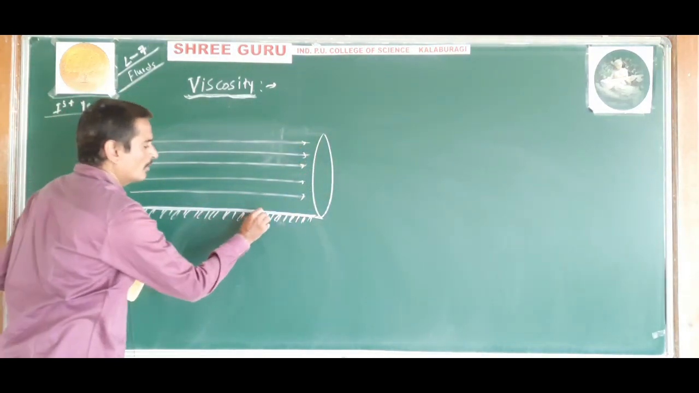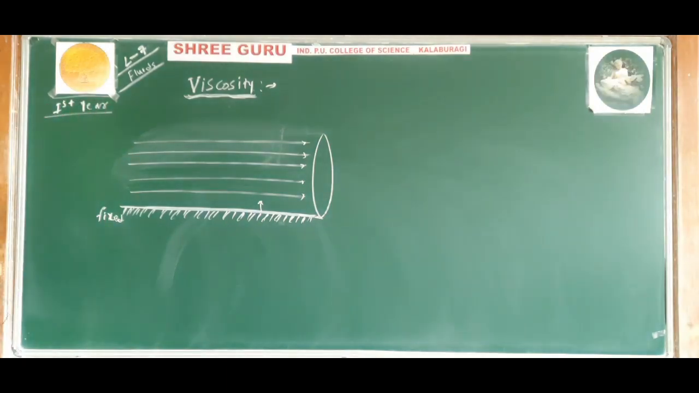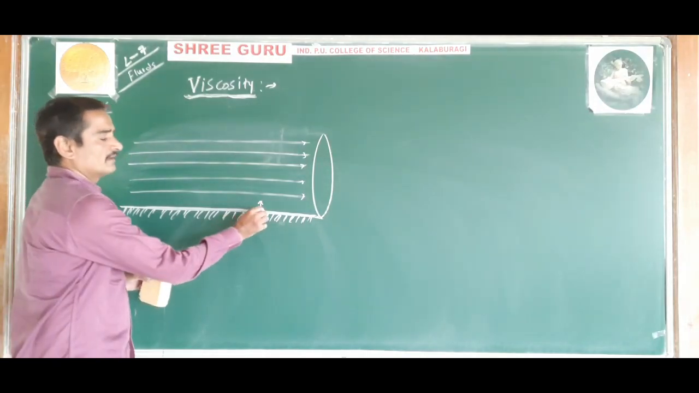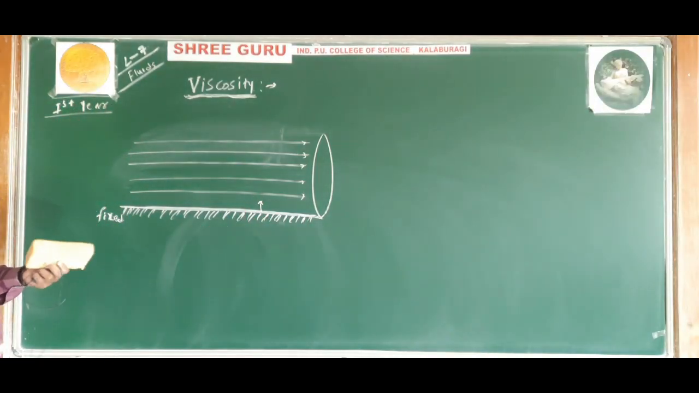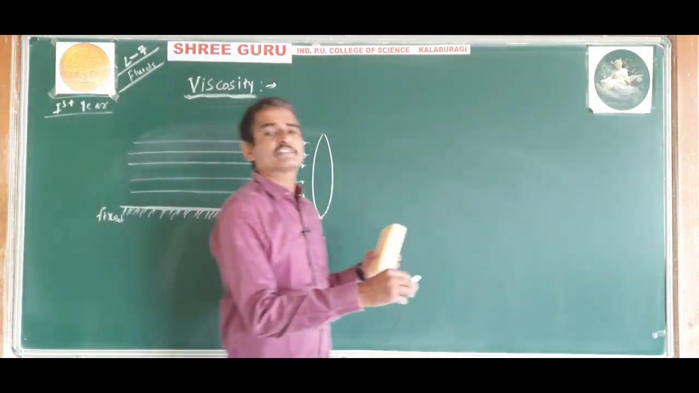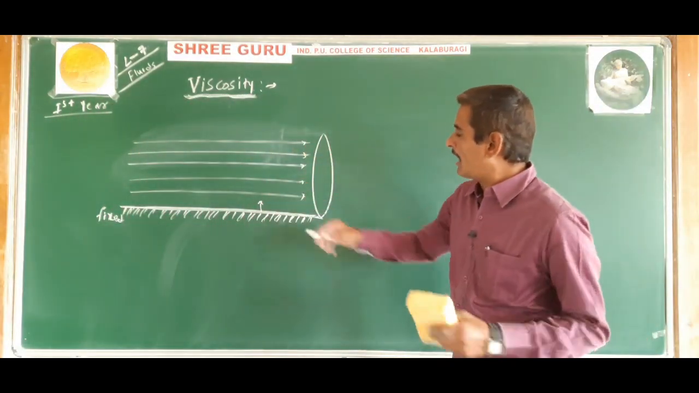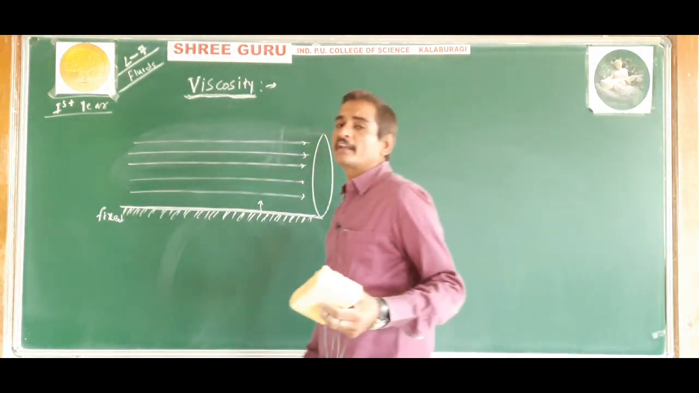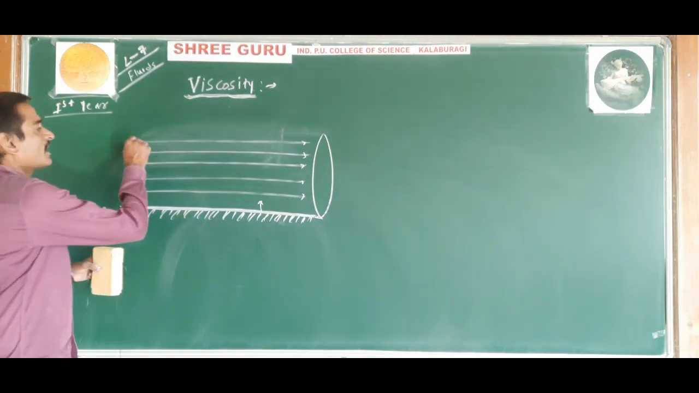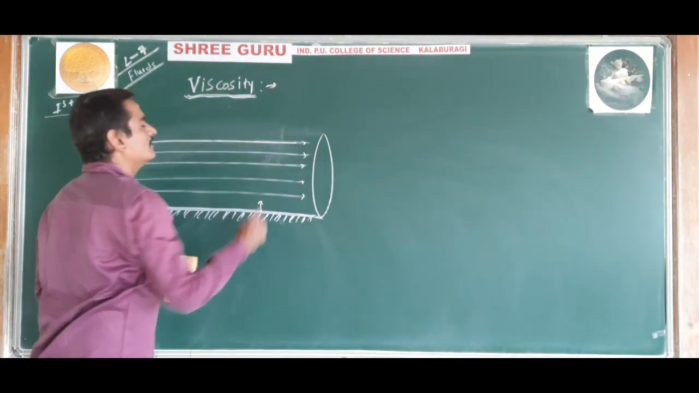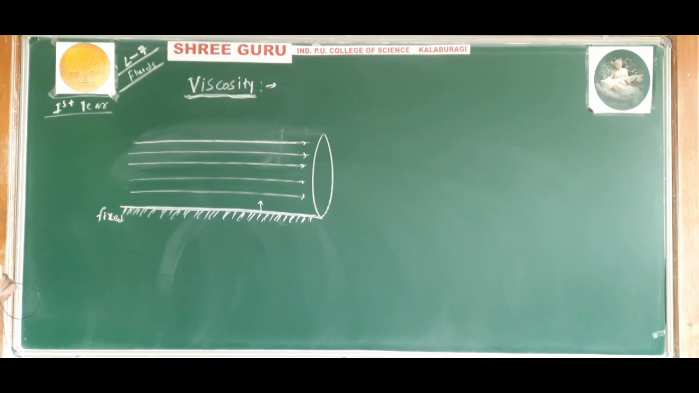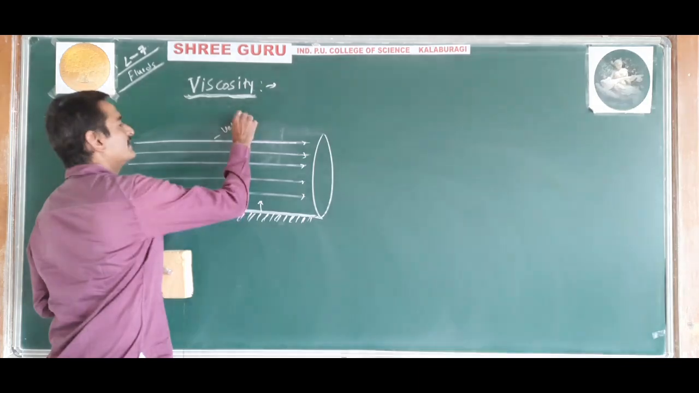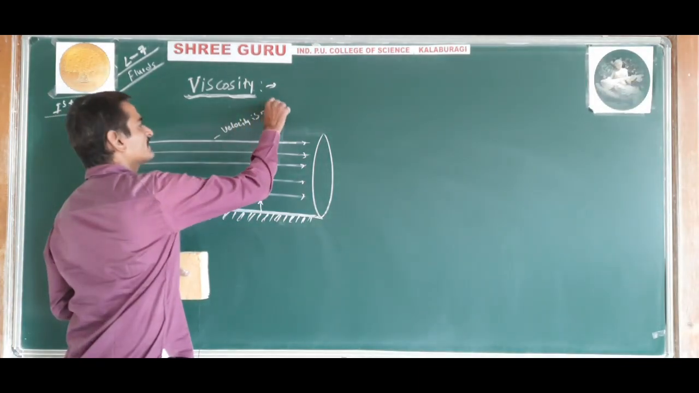As we move above the fixed horizontal surface, the velocity of the layers increases gradually. The topmost, uppermost layer moves with the maximum velocity. The velocity of this layer is maximum.